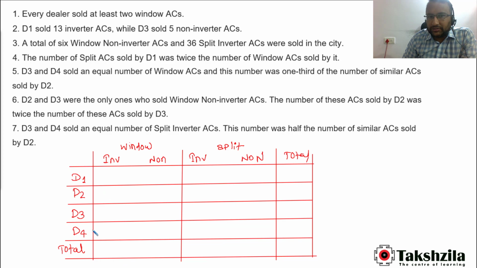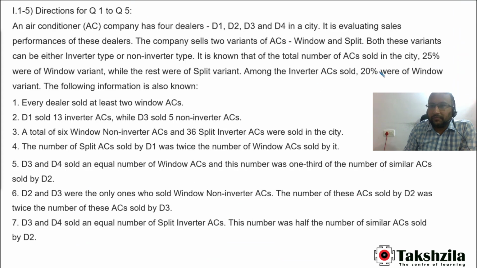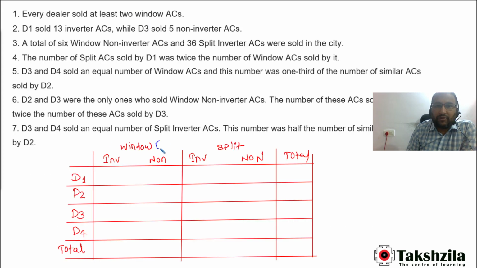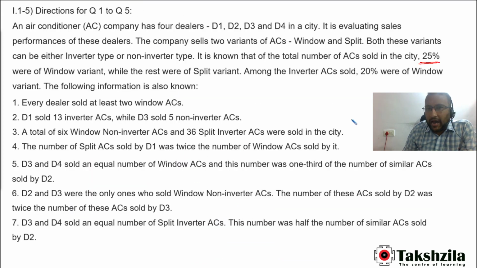So there are 4 dealers. They are going to sell window ACs and split ACs, and they are of which type? Inverter and non-inverter. Some important data is given here. Out of the total number of ACs sold, 25% are window and 75% are split. After that, among inverter ACs, 20% are of the window variant.